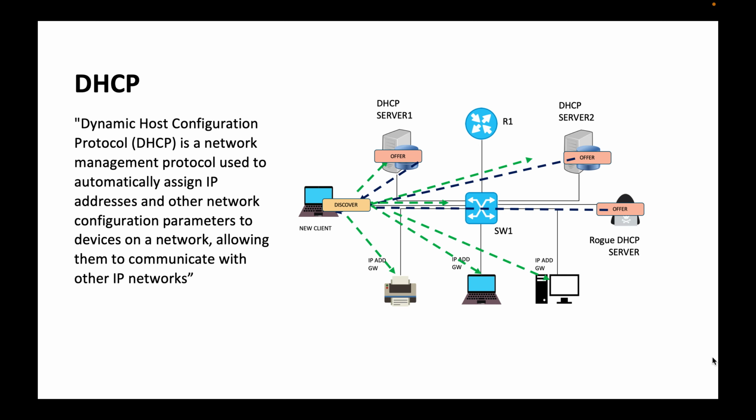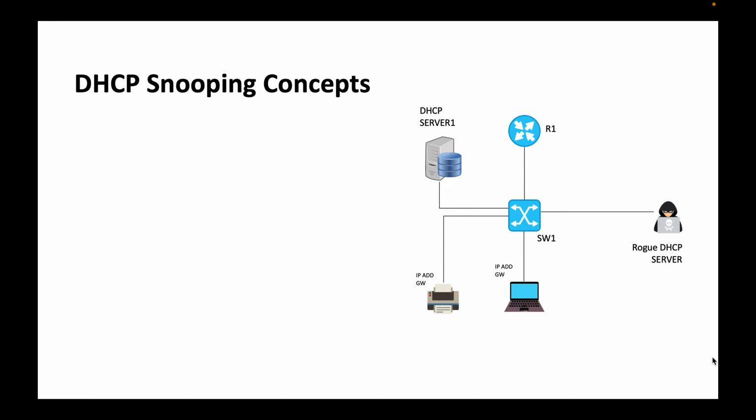Once it receives the offer message, the rogue DHCP server assigns the client an IP address from its own pool so that the traffic is diverted to its server. The client unknowingly accepts this configuration and starts sending network traffic to the attacker's device. The attacker can now perform various malicious activities such as man in the middle attacks, traffic redirection, or network disruption.